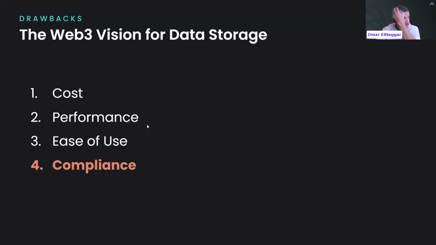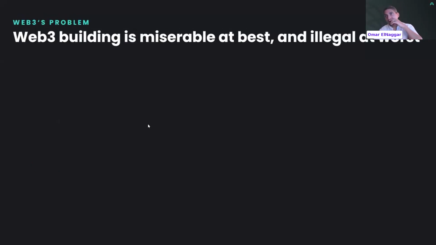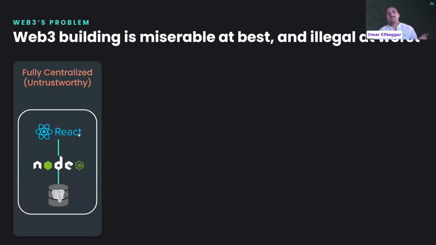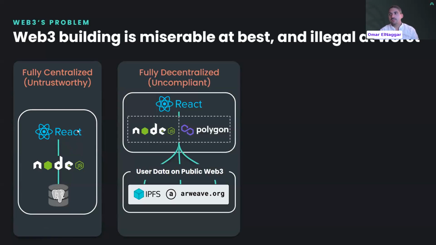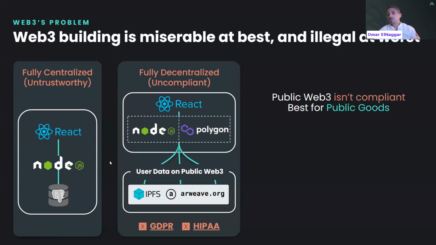And the last one, which is one that I focus on quite a bit, is compliance. So, we used to say that building Web3 is miserable at best and illegal at worst. We know there are challenges with fully centralized architectures, but when you go into fully decentralized architectures, a lot of times you lose things like GDPR and HIPAA compliance. And so we say that a lot of times these things are best for public goods, things that don't need GDPR compliance because they're already public and available to everybody.